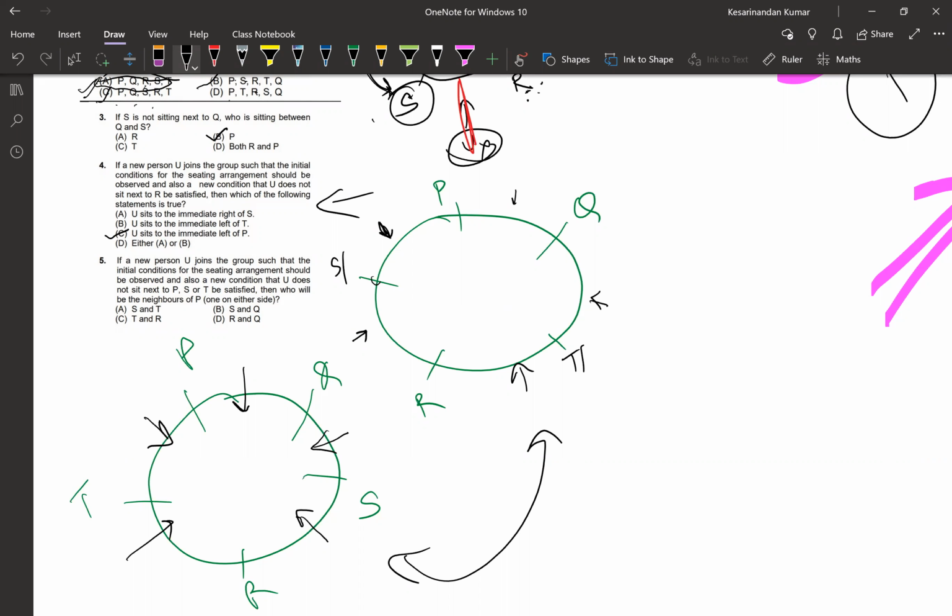I was saying S and T. Option A. Acha, option A. Yes, it is S and T. Because can you interchange S and Q? That is how I did it. S and T is the second answer. There's a small catch, guys. You need to think of it. I'm giving you 30 seconds. I'll then say it.